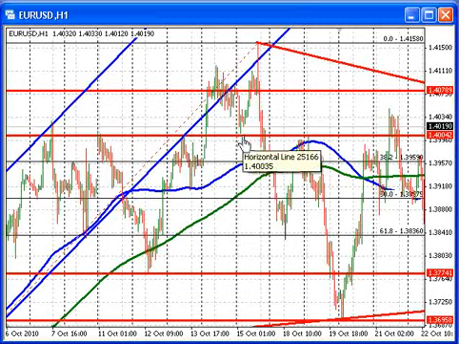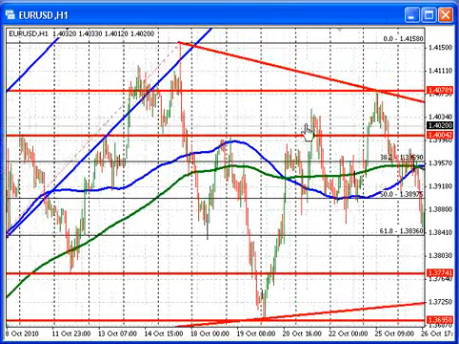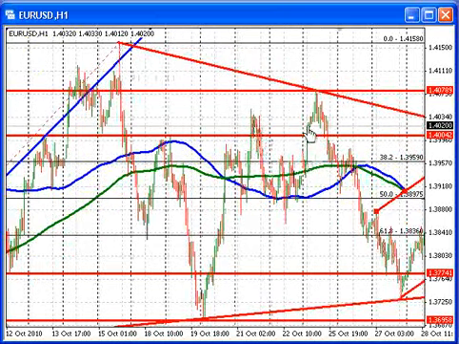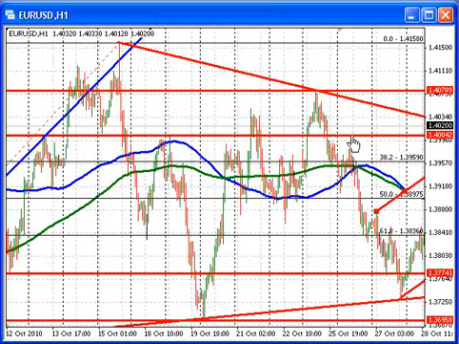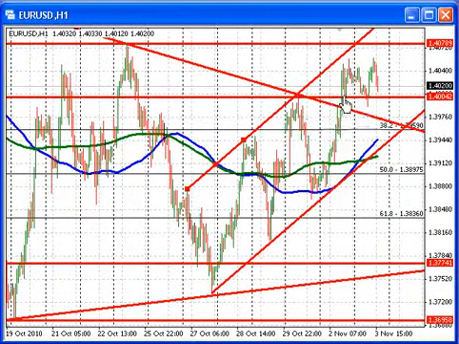Then we came down and used it as support, found some support here, and then broke away from it. When we came back up, we used it as resistance. When we broke above it, we used it as support, then fell through the level. You get the idea of what the 140.04 level has done over the last few days.